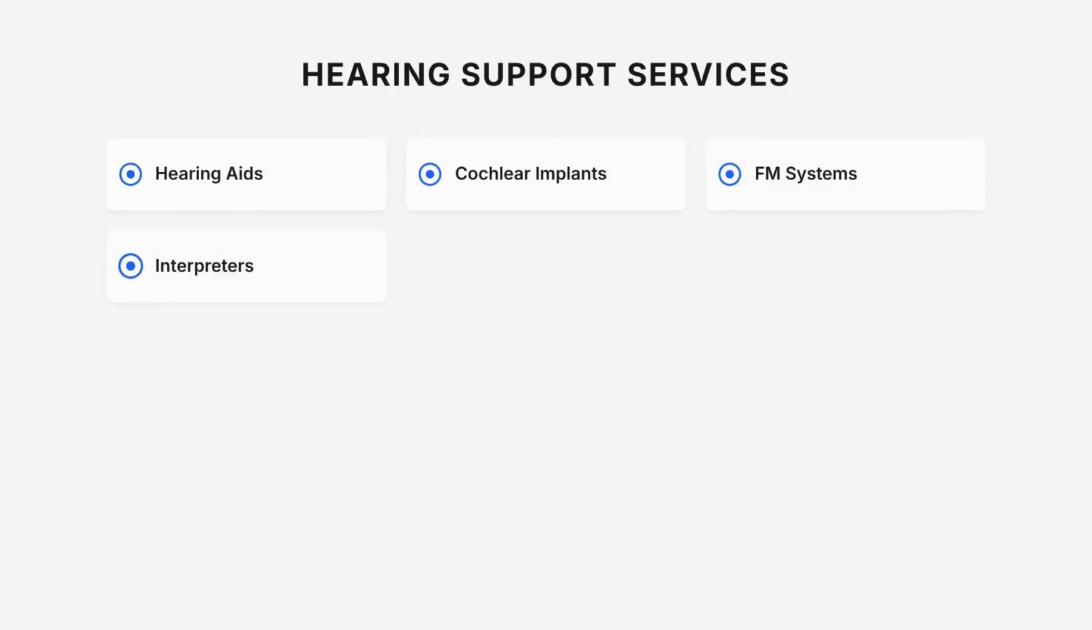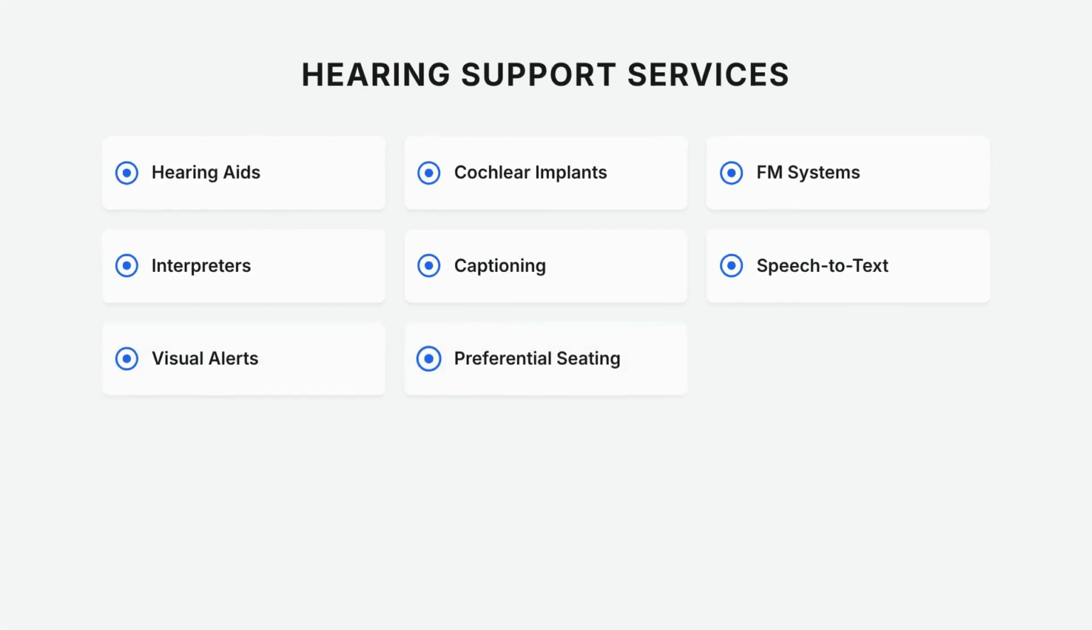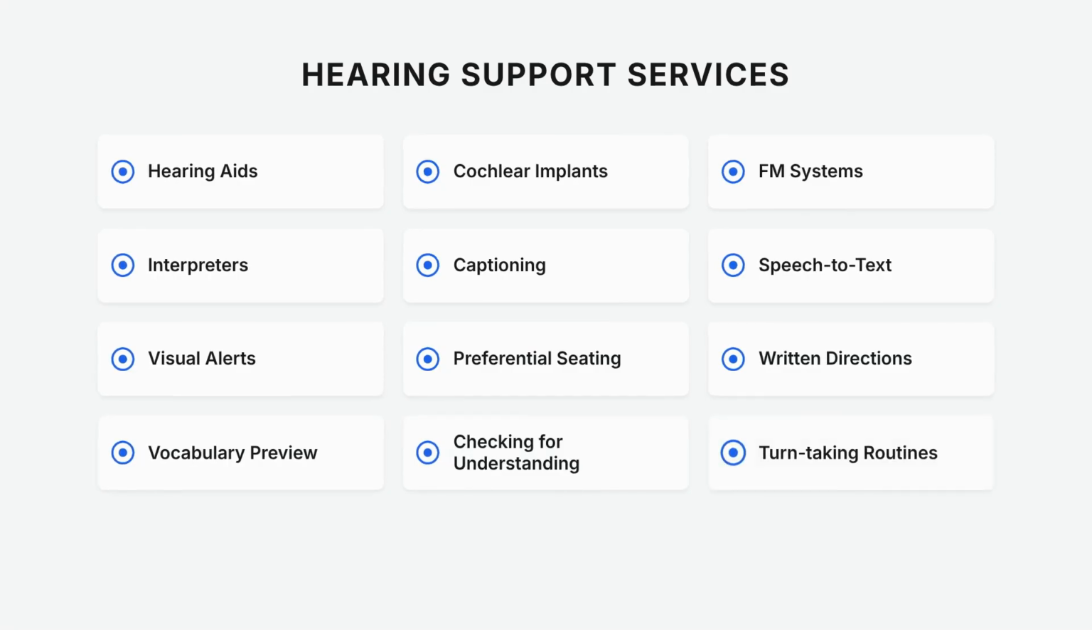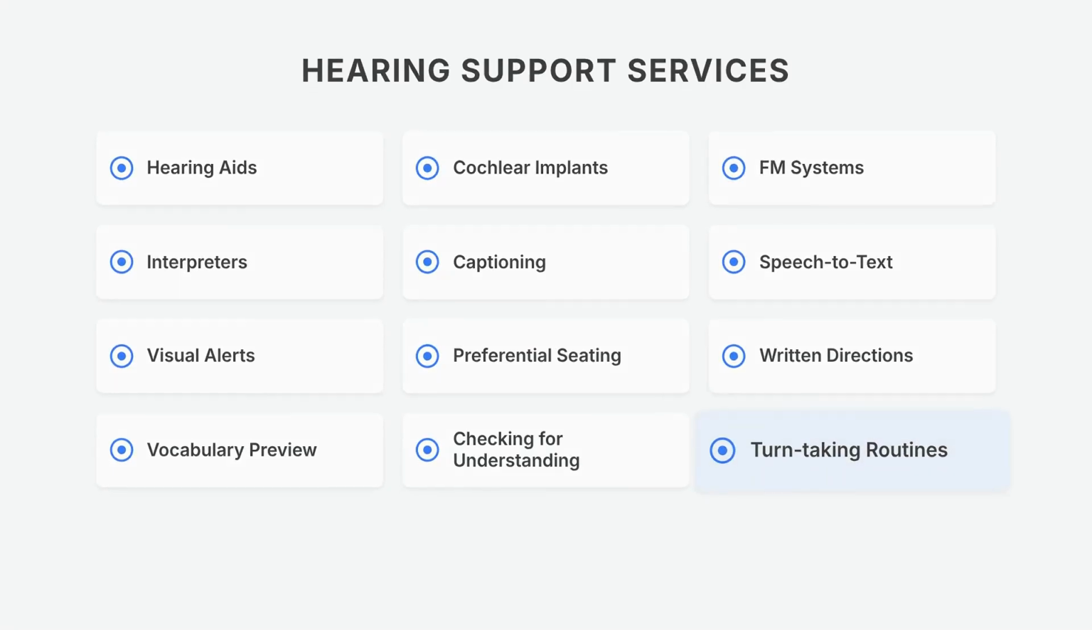Supports can include hearing aids, cochlear implants, FM or DM systems, interpreters, captioning, speech-to-text, visual alerts, preferential seating, written directions, vocabulary preview, checking for understanding, and careful turn-taking routines during discussion. But good support is not simply giving the student a device.